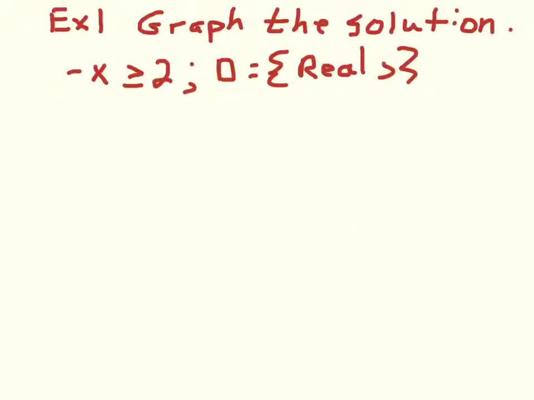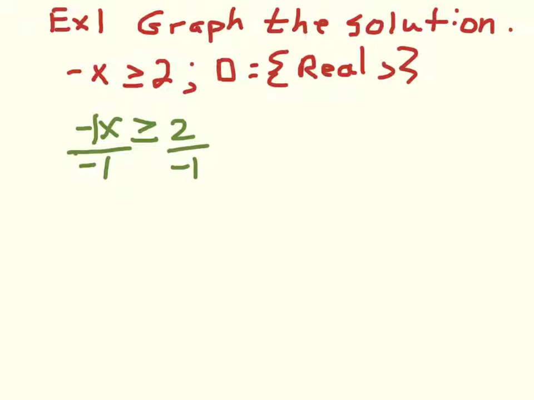All right, in example 1, it says graph the solution of the opposite of x is greater than or equal to 2. So what we need to do here is I've got this inequality of a negative x is greater than or equal to 2. I want to solve this. Now remember, there's a 1 there. So they're multiplying by a negative 1. We're going to divide by a negative 1.